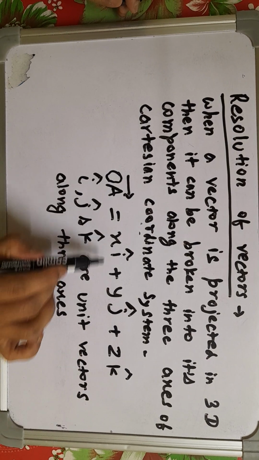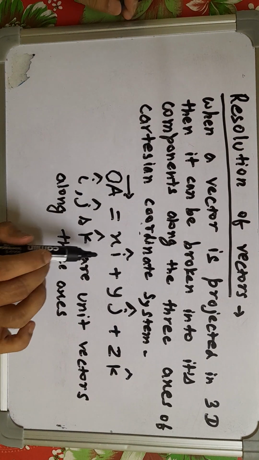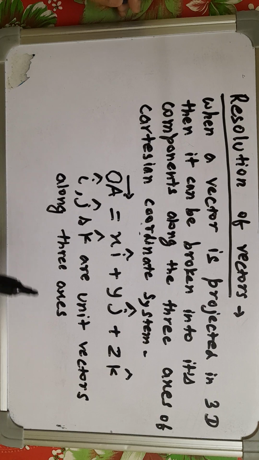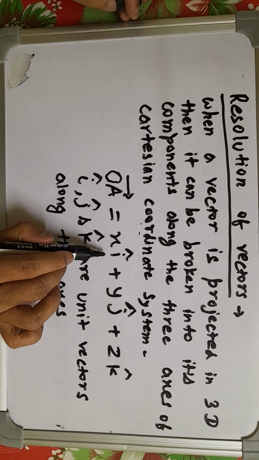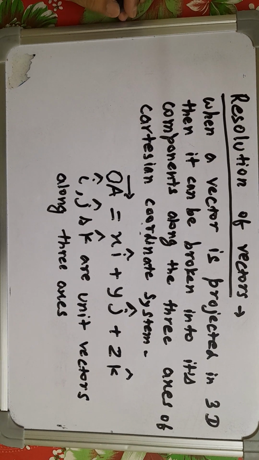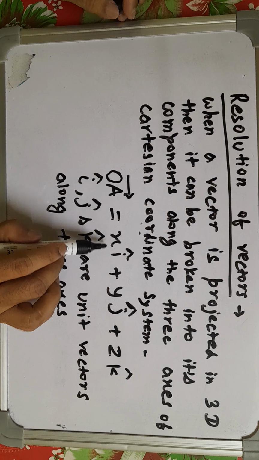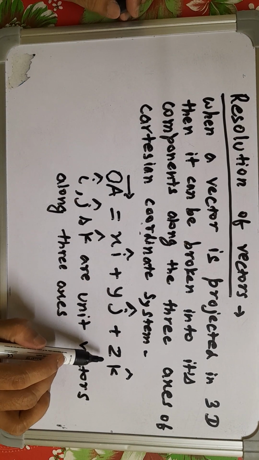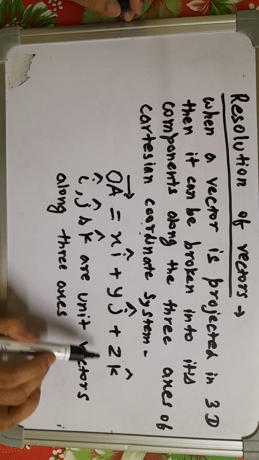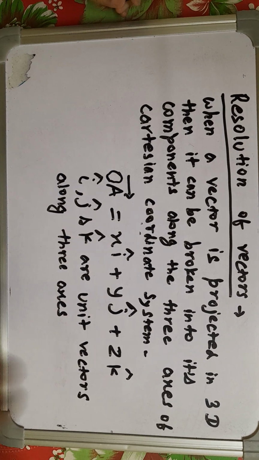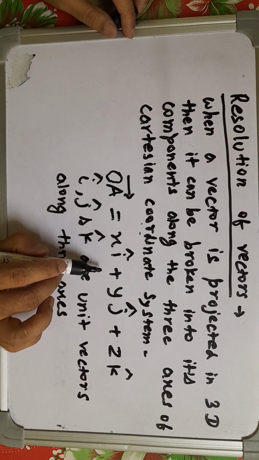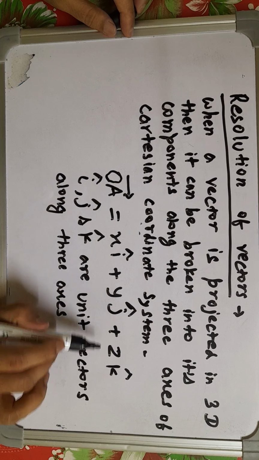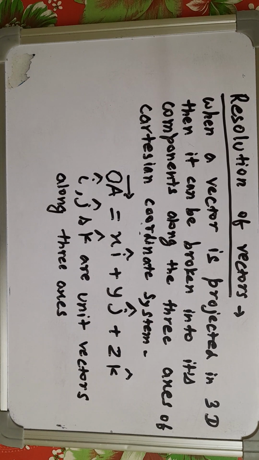So x, y and z denote the magnitude, and i cap, j cap, k cap denote the direction, because it is a unit vector. It has magnitude 1 only. So x multiplied by 1 will be x, y multiplied by 1 will be y, z multiplied by 1 will be z. And i cap, j cap, k cap are unit vectors to denote the direction. That i cap is along the x axis, j cap is along the y axis, and k cap is along the z axis.